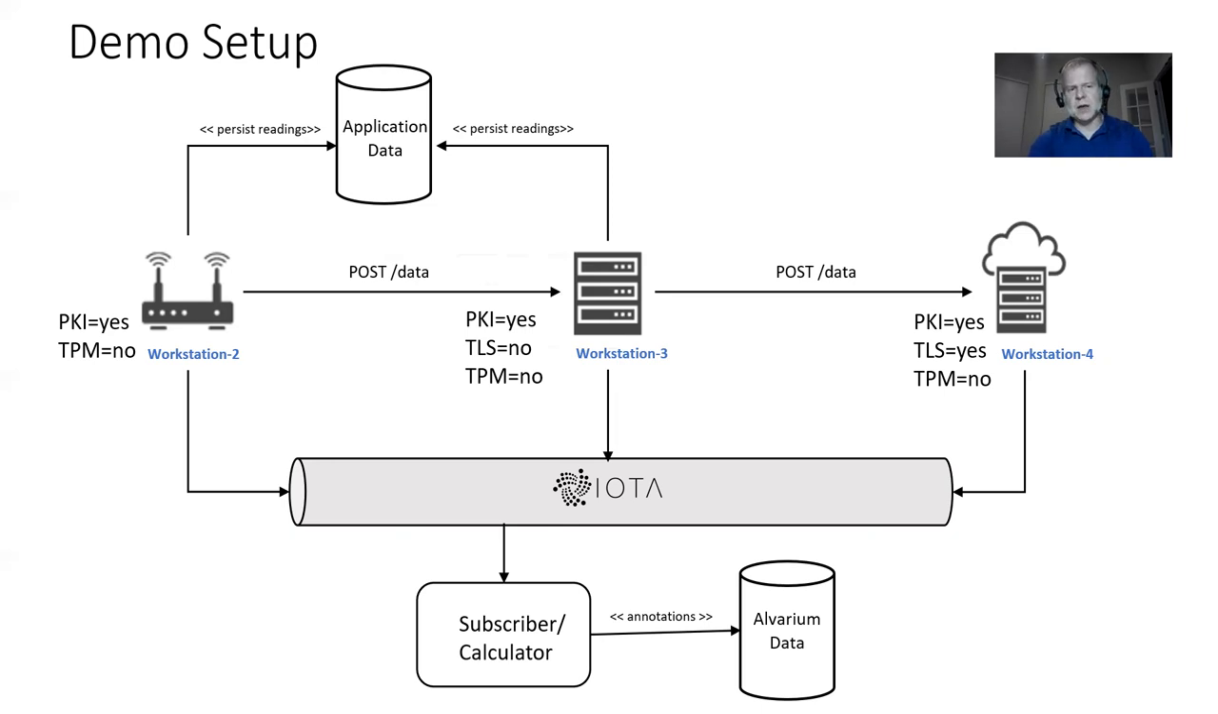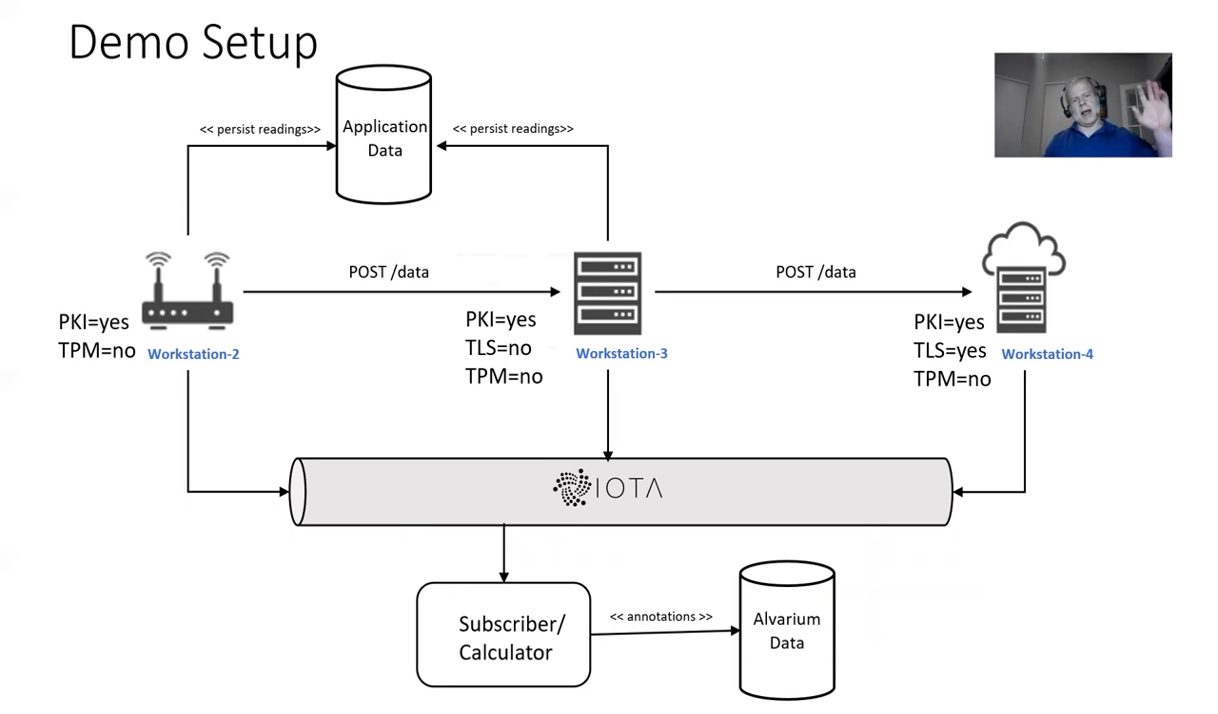Now you can see at the top that workstations two and three, their business applications will be writing that data to a database, just like you would have a database supporting any number of business applications. The annotations, on the other hand, are going to be written to an IOTA stream. And then there's going to be a subscriber that is looking at that stream, waiting for the annotations to come in, which will eventually calculate the score and persist that data into an Alvarium database.